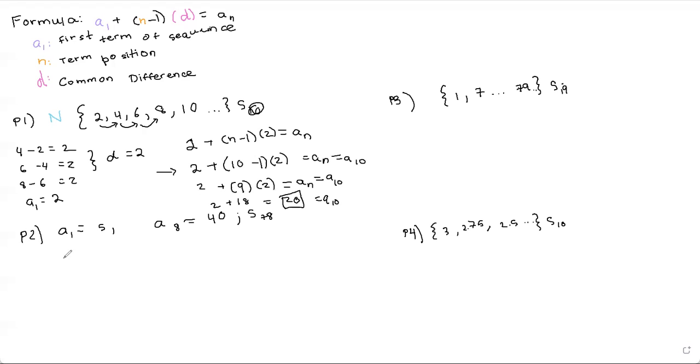Let's move on to problem 2. Now we're given a1 is equal to 5 and a8 is equal to 40, and we need to find term 78. The first thing we're going to do is start by plugging in some values. The best way to discover something is to work backwards. Let's start by writing the explicit formula from what we know.